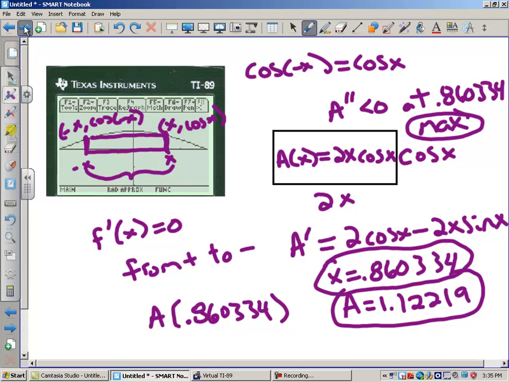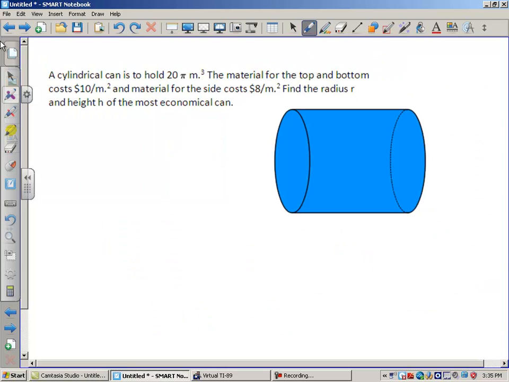All right, let's go do another question here. I've got a cylinder can, and I want it to hold 20 pi meters cubed. So that means that the volume is 20 pi meters cubed. And by the way, that formula for the volume of a cylinder is pi r squared h. It says the material for the top and bottom costs $10 per square meter, and the material for the side costs $8 per square meter. I guess the material for the top and bottom needs to be stronger, so it would be more expensive. I don't know. Find the radius and the height of the most economical can.